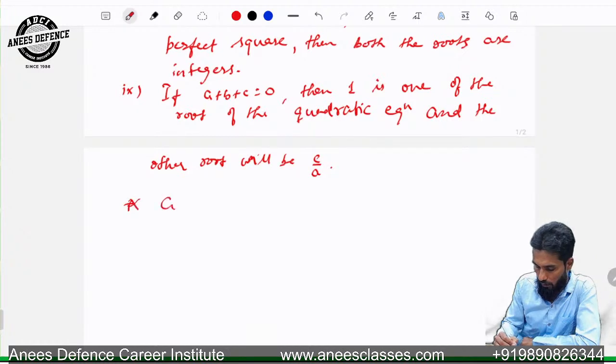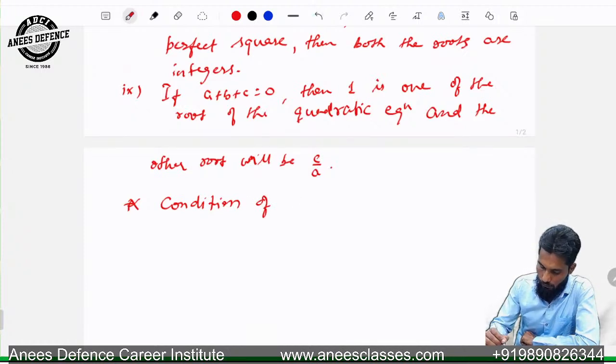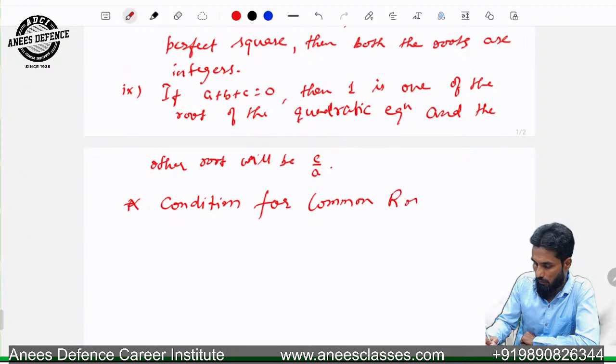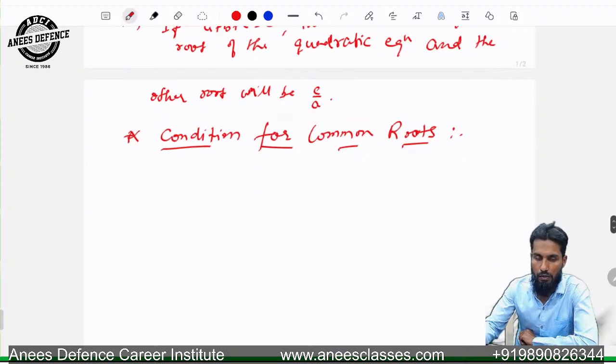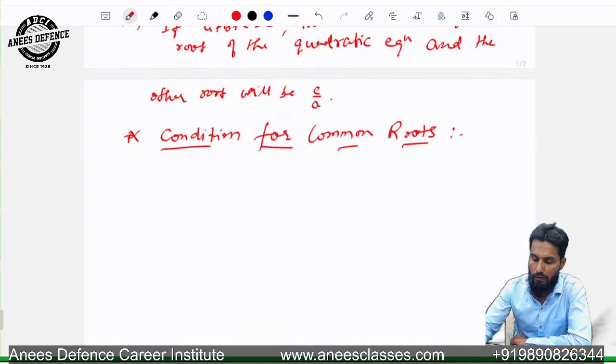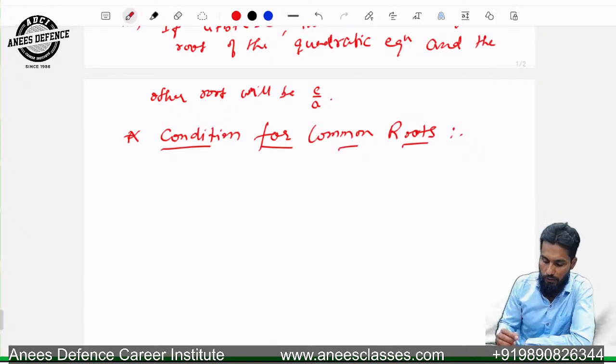So our heading is condition for common roots. Okay, condition for common roots. So we can discuss under common roots. As we noted, there are two roots for any quadratic equation. So either we can have both the roots equal for two different equations, or you can say same as or common to both the quadratic equations. So based on it, we have two conditions now.